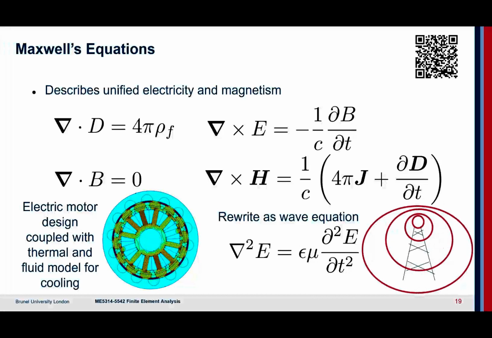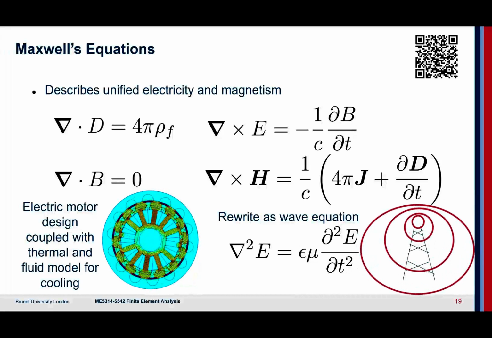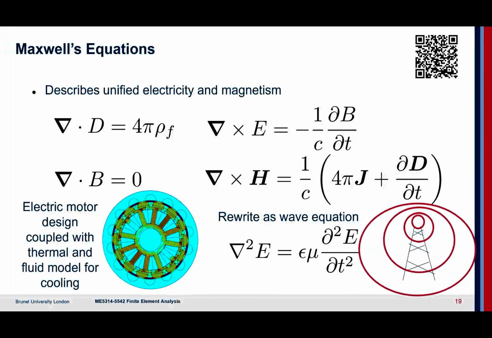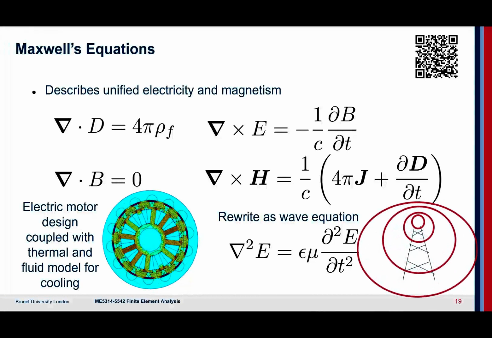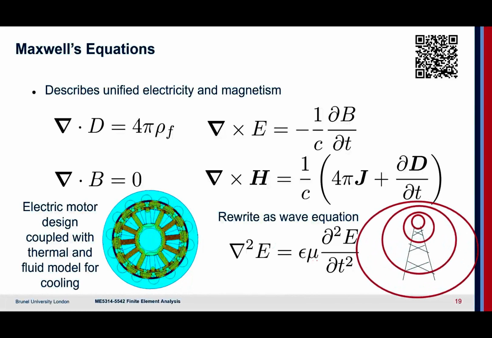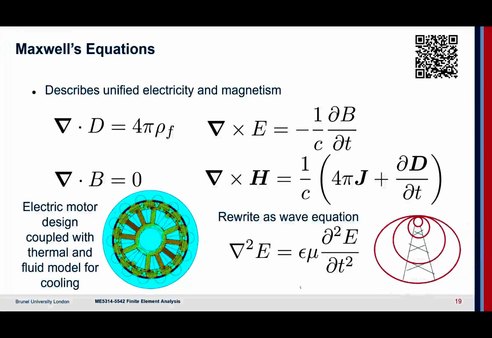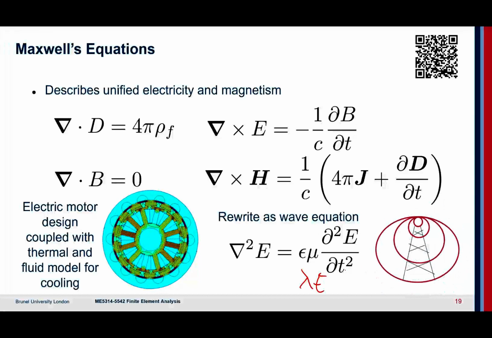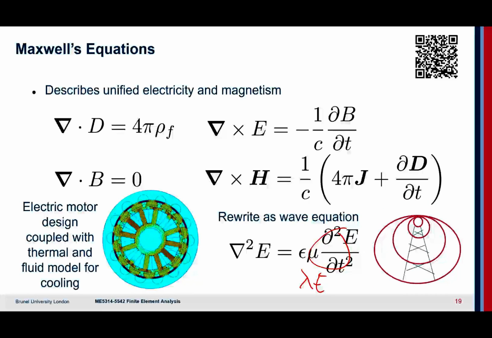For electromagnetics, we talked about this. Solving these equations in general will give you an electric motor, but you can also rewrite them as a wave equation. This is important for propagation of radio waves and telecommunication style problems. It's a little bit of a different form here, but you can see this is actually the form of the Helmholtz equation, with a form of lambda E on this side here.